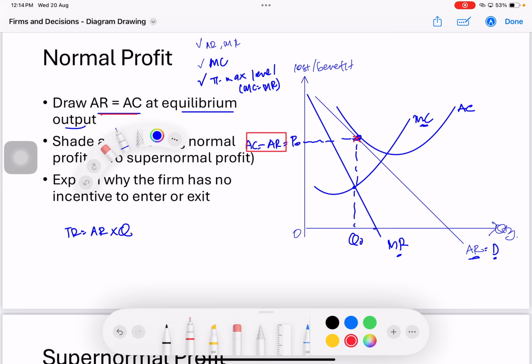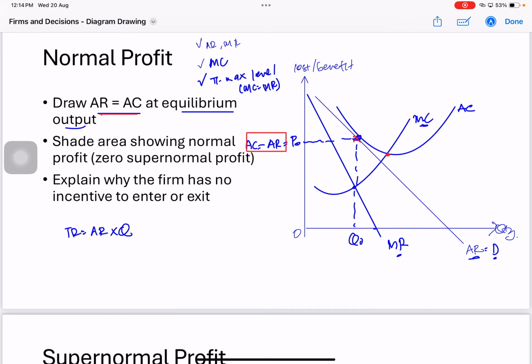Then the other thing that your assessors look out for is making sure that the lowest point of your AC is actually where the MC cuts through. MC cuts through the lowest point of your AC curve. Okay? If you couldn't remember this, why does the MC cut the AC at the lowest point?